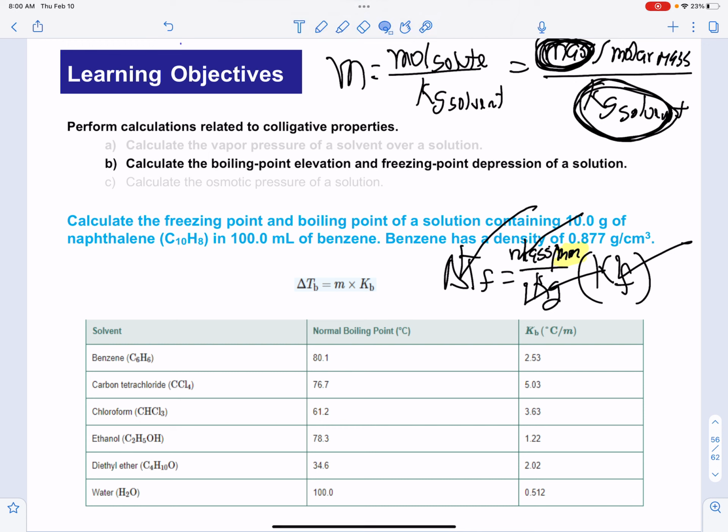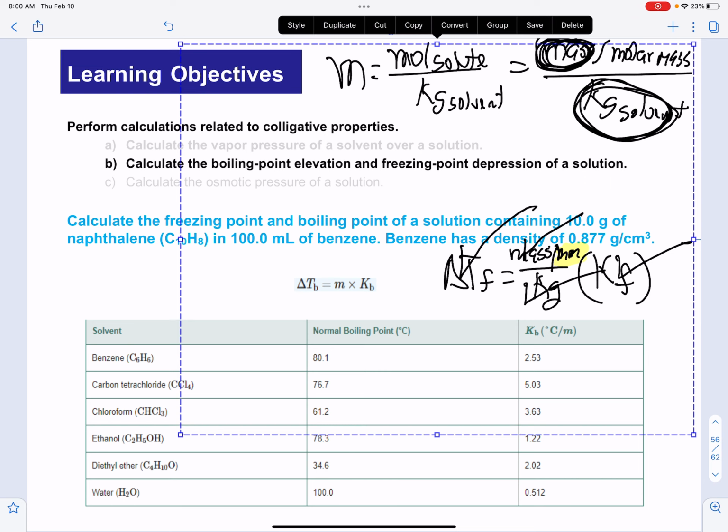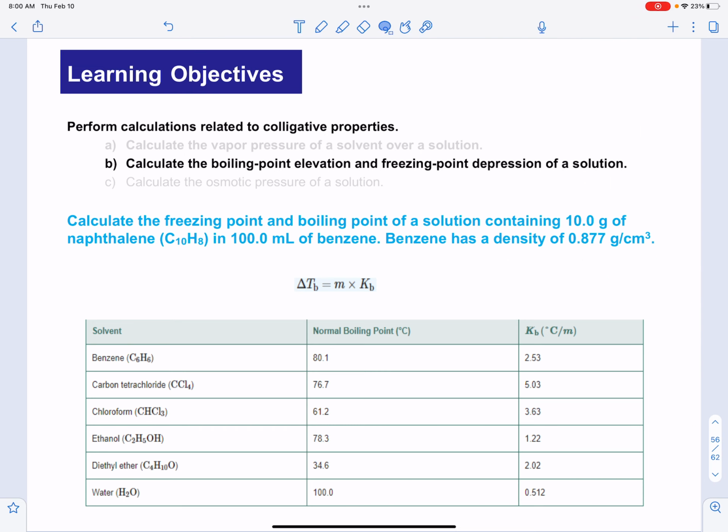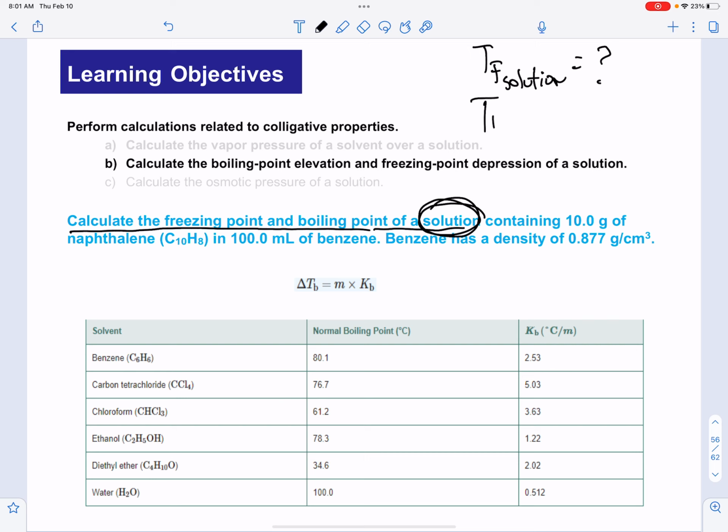So let me clear the screen a little bit. So how do we use this on this problem? For example, calculate the freezing point and boiling point of a solution. So I'm looking for the freezing point of the solution. And I'm looking for the boiling point of the solution. Containing 10 grams of naphthalene, and the formula is given there, in 100 milliliters of benzene.